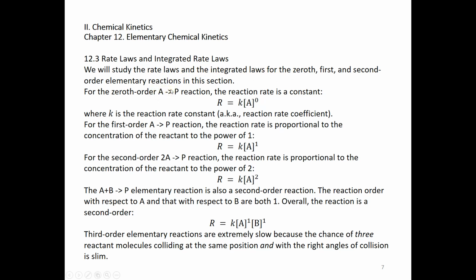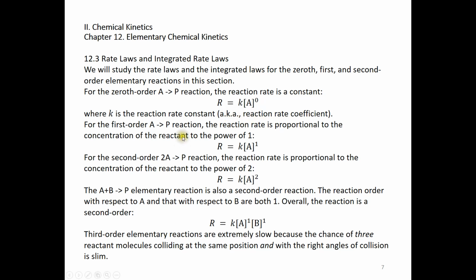in this section. For the zeroth order reaction, the reaction rate is a constant. From A to P, if it's a zeroth order reaction, the reaction rate R is equal to the rate constant k multiplied by [A] to the power of 0. Therefore, it's called zeroth order. And really, R is equal to k. k is the reaction rate constant. It's also known as the reaction rate coefficient.